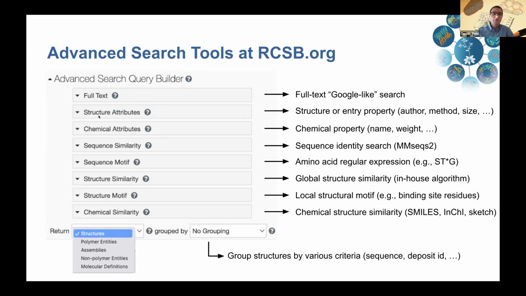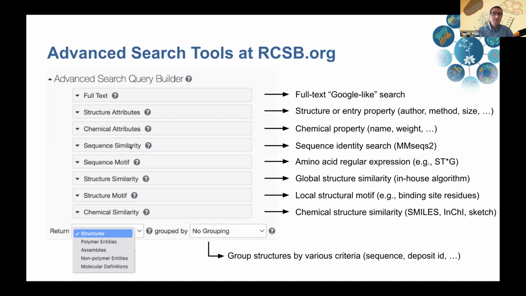The first is structure attribute search, where you can search for structures based on a specific property about the structure. So you can look at all structures for a specific experimental method, like electron microscopy or X-ray crystallography. You can search for structures based on the author or the size of the protein. And we have a large variety of different attributes you can choose from. You can also search for structures that contain specific chemicals. So if you're looking for a structure that contains a particular ligand or cofactor, you can search for that using the chemical attribute search, or you can specify the name or the weight of the chemical.